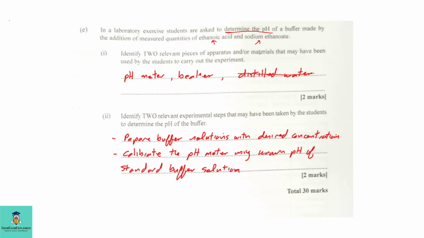Well, it did say apparatus or materials that may have been used. So you could use the distilled water if you don't remember the 2 pieces of apparatus.